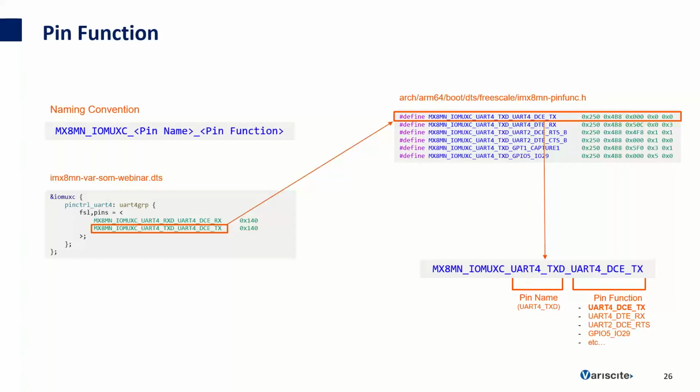So when adding new pins, you can find the pin name in the datasheet or the reference manual, and then search this pinfunc header file for the specific pin macros for your application.